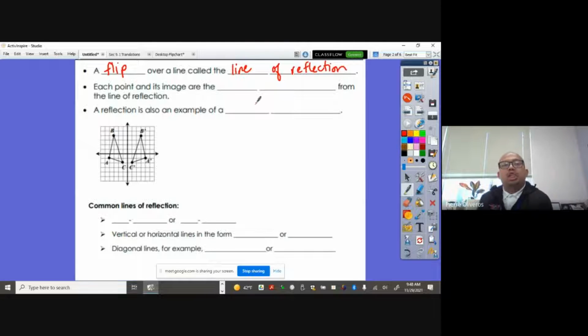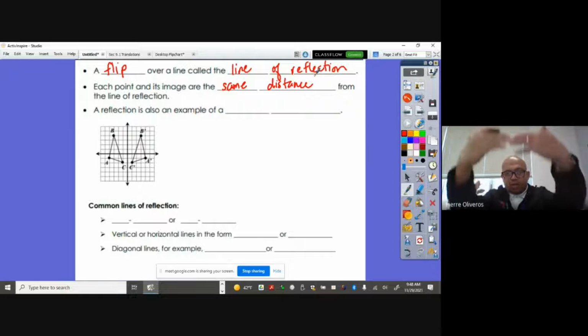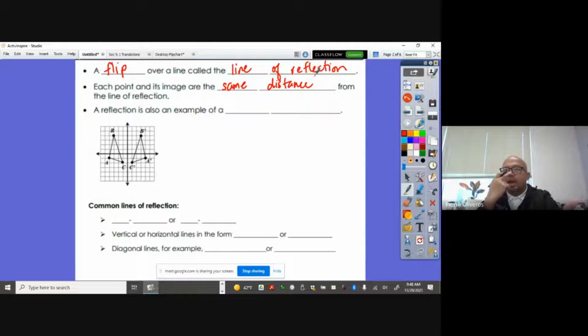Okay, each point and its image are the same distance from the line of reflection. So if I have a mirror here in front of me, the distance of my nose to the mirror will be equal to the mirror to the nose that's reflecting, or the image of that. A reflection is also an example of a rigid motion.